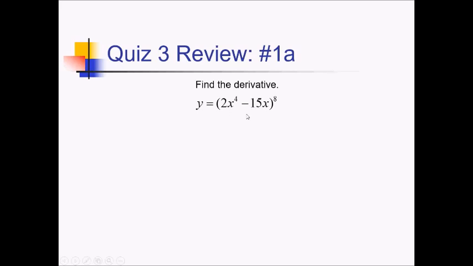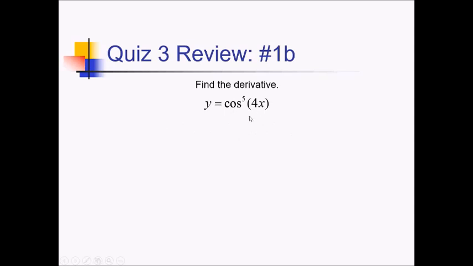So our first step here, we've got something to the 8th power. The derivative of that would be 8 times something to the 7th power. 8 times all this stuff with no change. Now we have to multiply by the derivative of something. Well, the derivative of the stuff inside here, using our power rule, is going to be 8x to the 3rd minus 15.